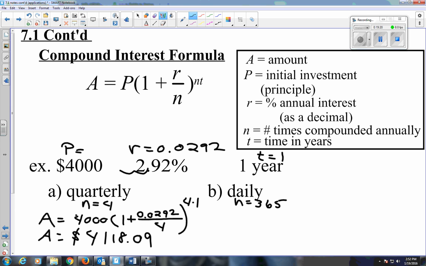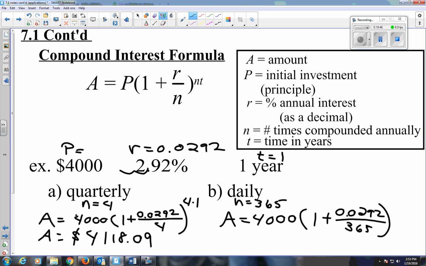Okay, let's do the same thing for daily. Would you expect this to be more or less? More. You're compounding more often. So let's see if it is. So you're going to write down A equals 4,000 times 1 plus 0.0292 all over 365, and that's going to be raised to the 365 point.